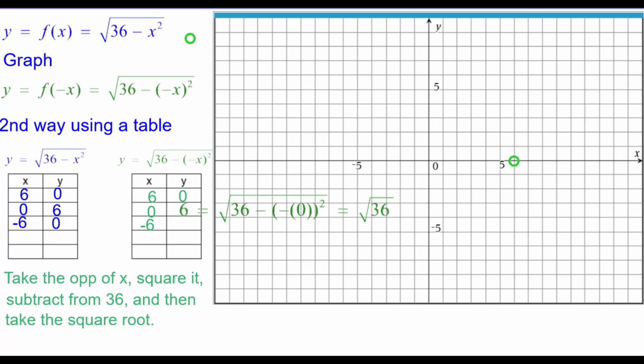When x is 0, the opposite of 0 is 0. Squared is 0, so we get 36 minus that 0, square root of 36, 6. 0, 6.